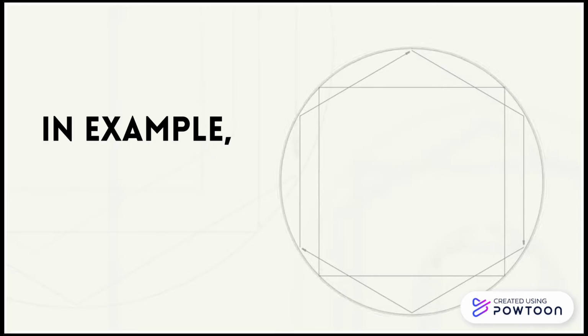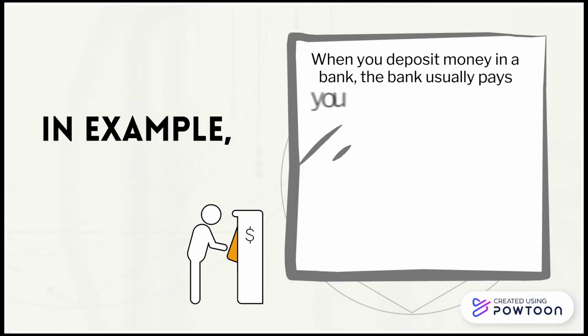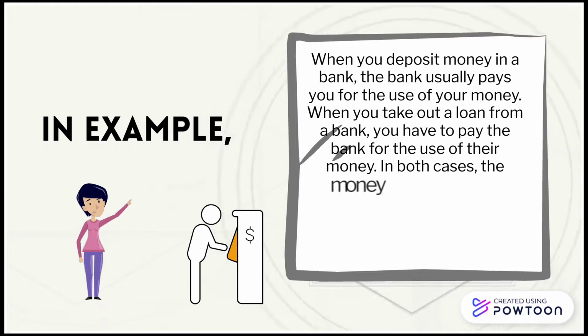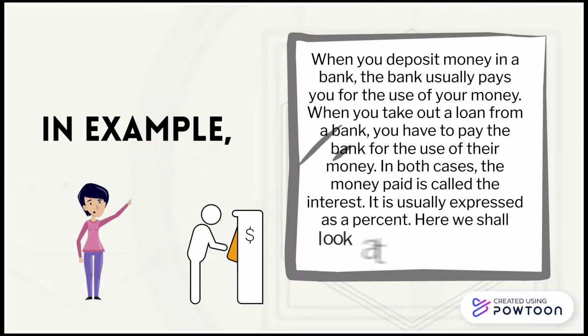For example, when you deposit money in a bank, the bank usually pays you for the use of your money. When you take out a loan from a bank, you have to pay the bank for the use of their money. In both cases, the money paid is called the interest. It is usually expressed as a percent. Here we shall look at the formula for simple interest.